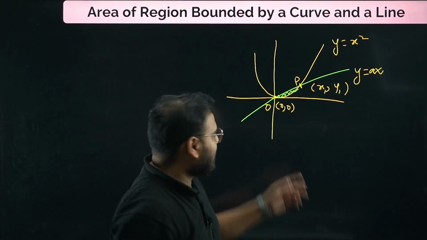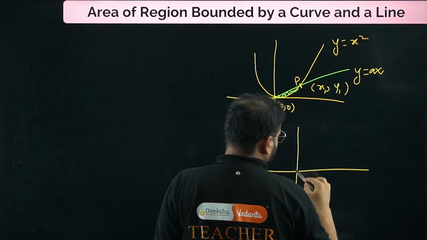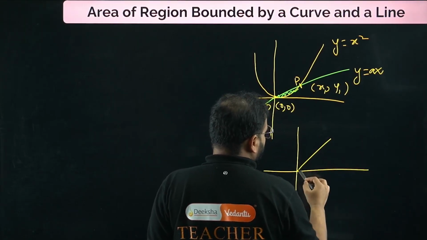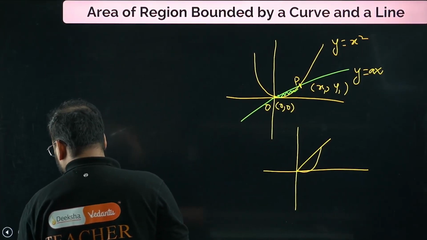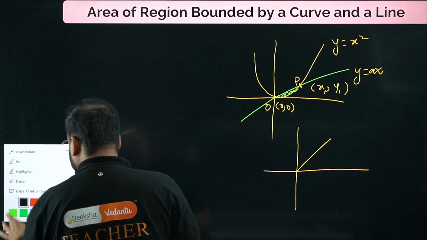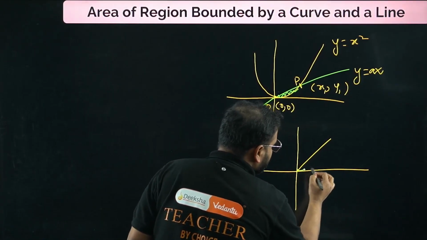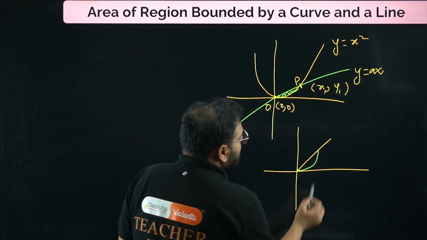What are you going to do? I'll tell you. If I zoom in over here, you have a straight line and a curve like this. Not exactly, I can make the change. The curve will be like this. Better now? Alright.